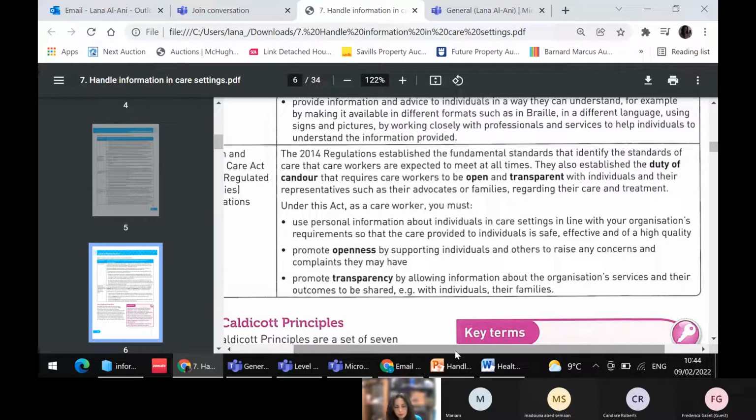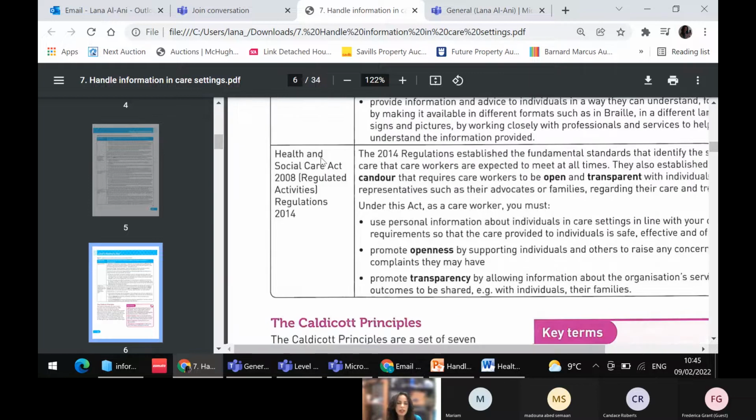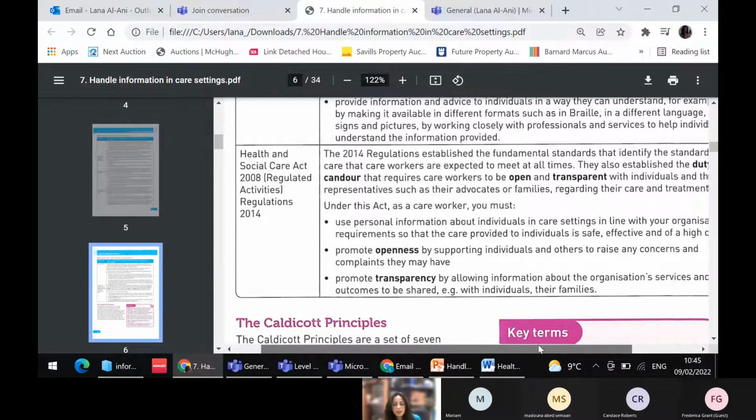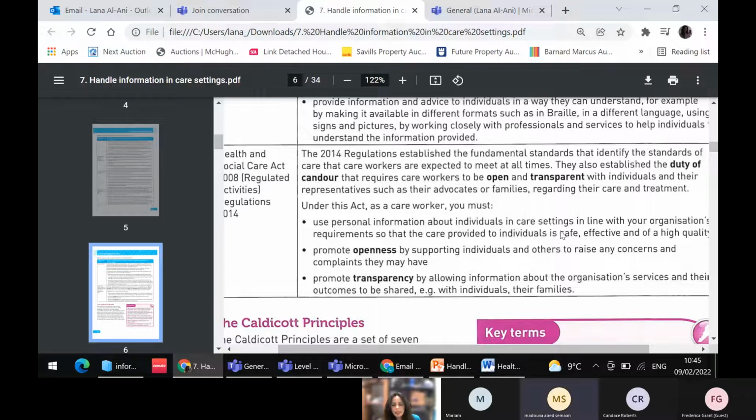So if you need to answer this, the last one, which is the Health and Social Care Act 2008, you can write: use the personal information in the care setting in line with the organization's policy or procedure. So when we use the information about an individual, it needs to be in line with the policy and procedure.